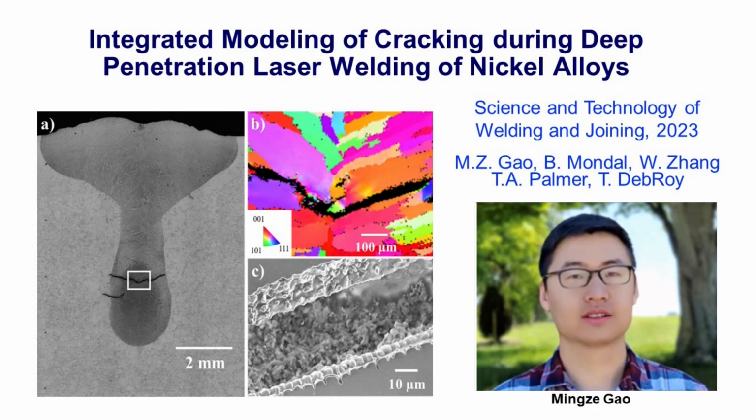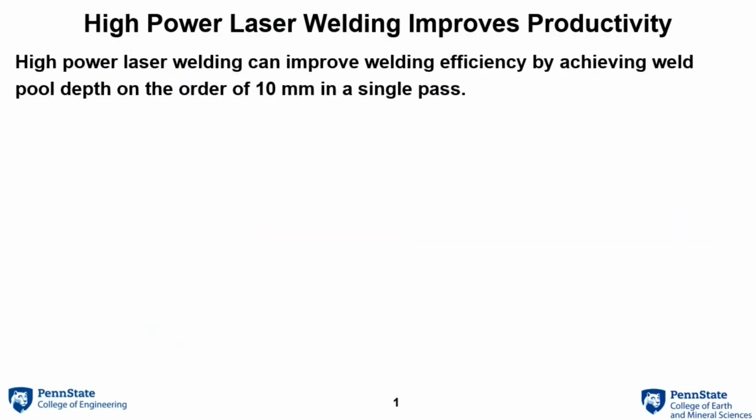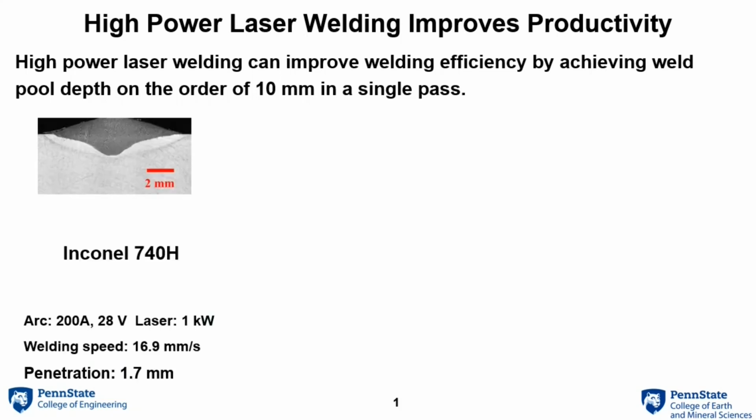I am happy to share my recent work on the integrated modeling of cracking during deep penetration laser welding of nickel alloys. High-power laser welding represents an attractive pathway to improve welding productivity by achieving weld penetration of nearly 10 millimeters in a single pass. And here is one of the examples for the welding of Inconel 740H.